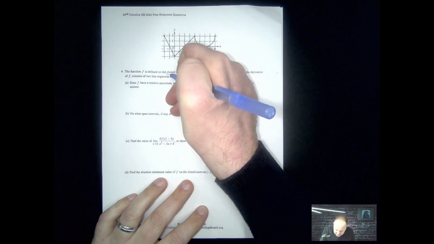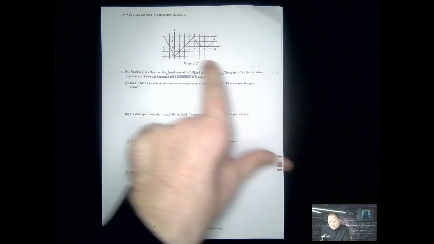We have the closed interval from -2 to 8. The graph of F prime is given to us. So 2 line segments, semicircle. Does F have a relative minimum, a relative maximum, or neither at x is equal to 6? Give a reason for your answer.